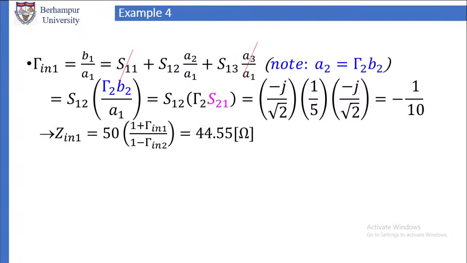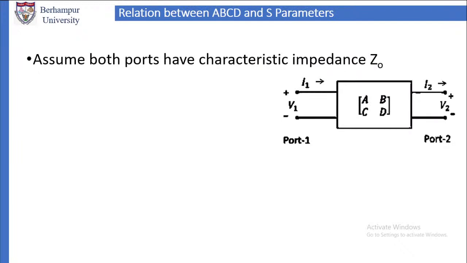So Z in is equal to 50 into (1 plus gamma in) by (1 minus gamma in). That is Z0 into (1 plus gamma in) by (1 minus gamma in). So Z in 1 is equal to 50 into (1 plus gamma in 1) by (1 minus gamma in 2). Just put the values of gamma in 1, gamma in 2. So that will give you 44.55. So that is about gamma in.